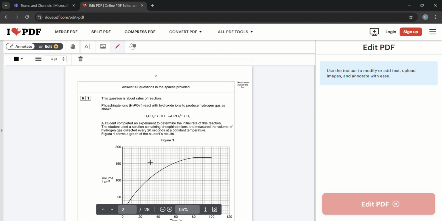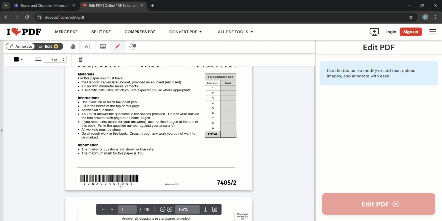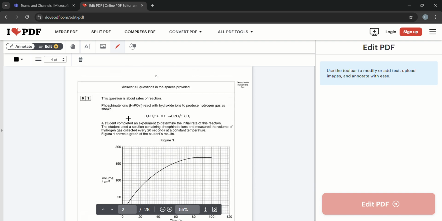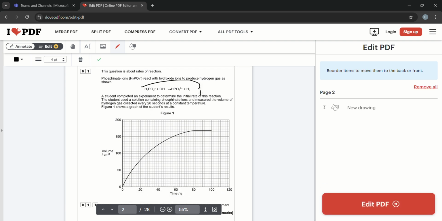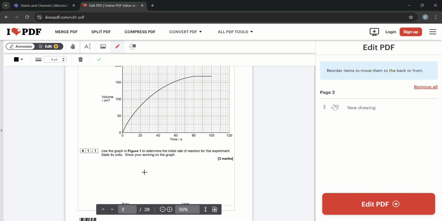Question 1 on AQA A-Level Chemistry, Monday 8th of June 2020, paper 2. This question is about rates of reaction. Phosphonate ions react with hydroxide ions to produce hydrogen gas, as shown. Then it says, use graph 1.1 and figure 1 to determine the initial rate of reaction for this experiment. State its units.